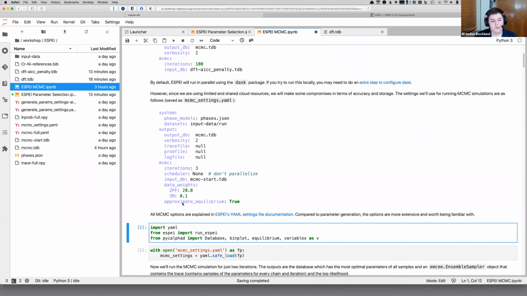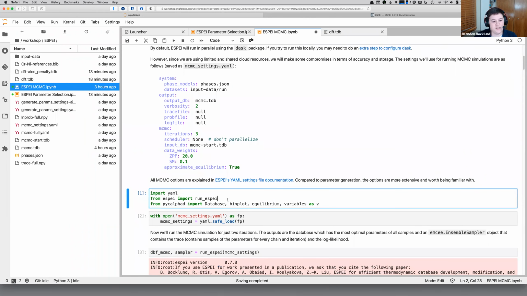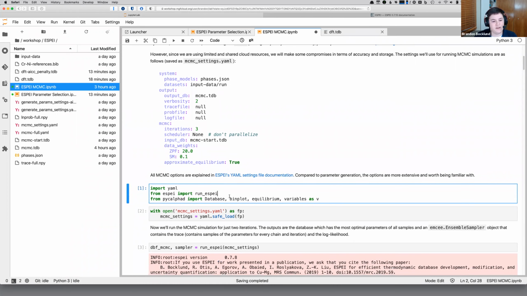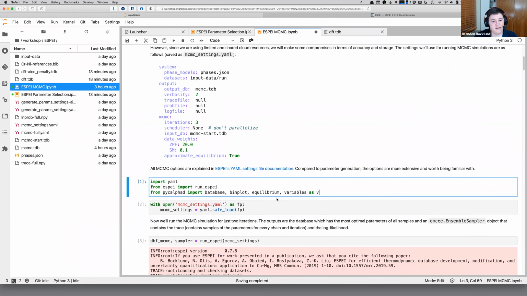So one example is we use this approximate equilibrium here, which makes the calculations go significantly faster at the cost of a little bit of accuracy in theory, but in practice, the inaccuracy is smaller than the uncertainty in a lot of cases.